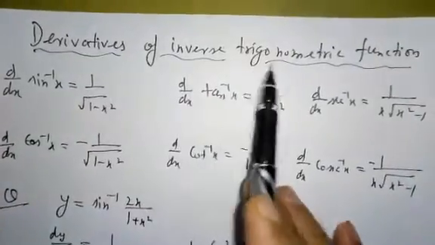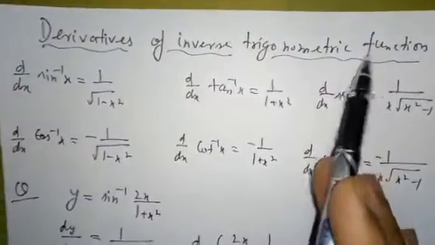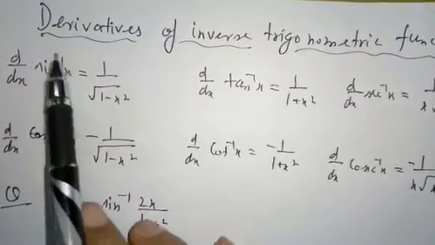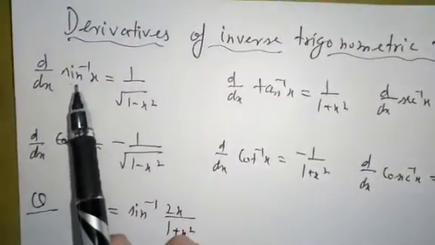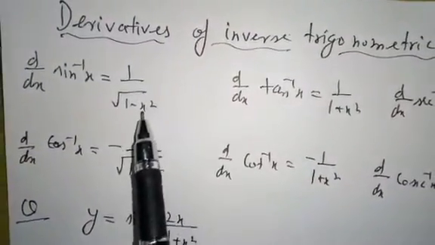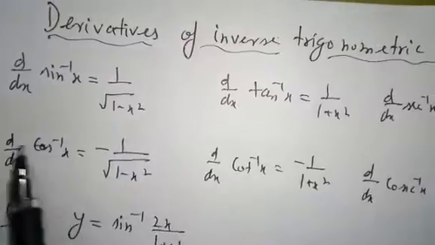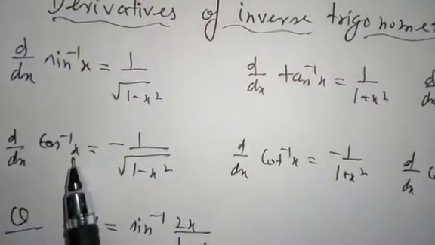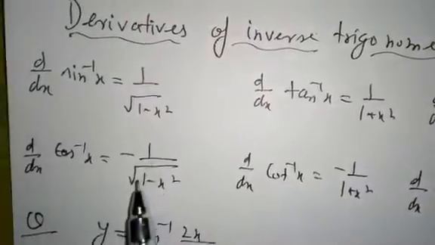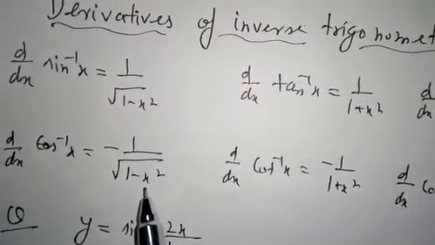Derivative of inverse trigonometric function. So first of all we learn the derivative of standard inverse trigonometric functions. Derivative of sin inverse x is 1 upon under root 1 minus x square, and derivative of cos inverse x is the negative of this one, minus 1 upon under root 1 minus x square.